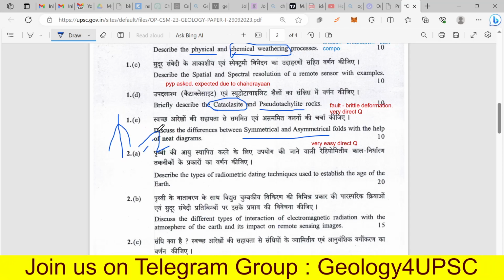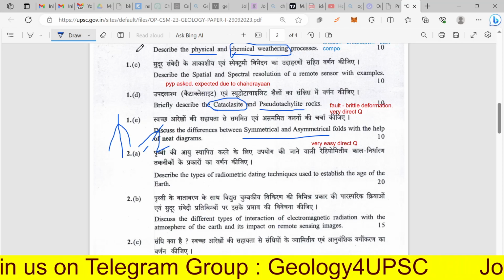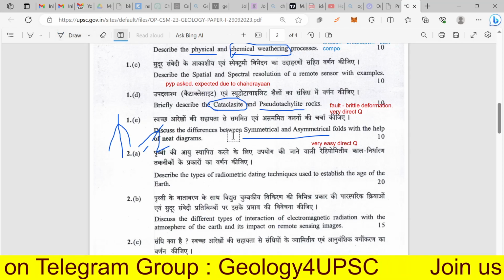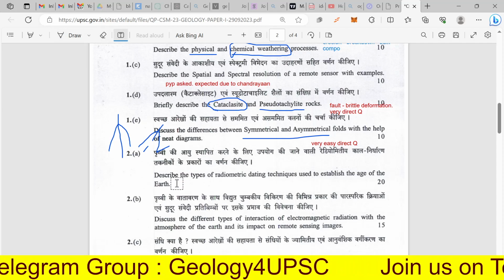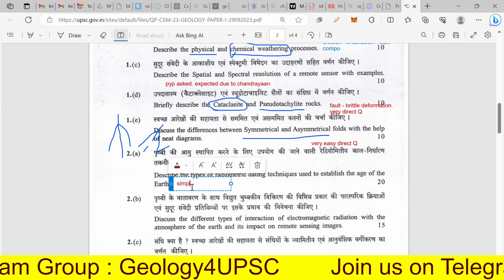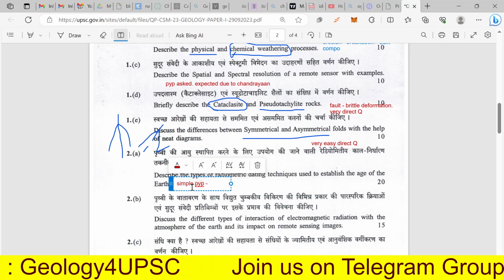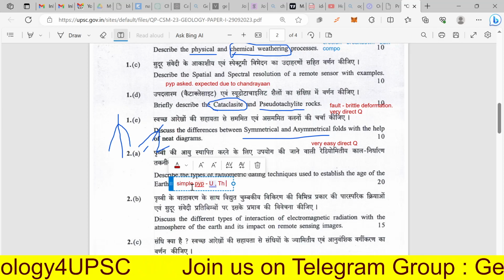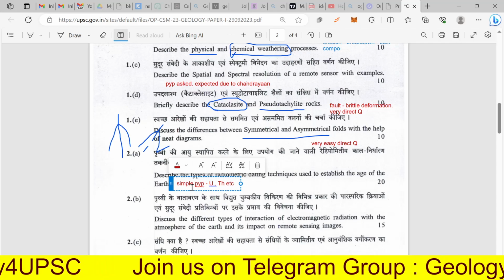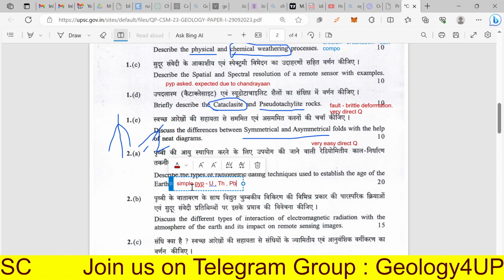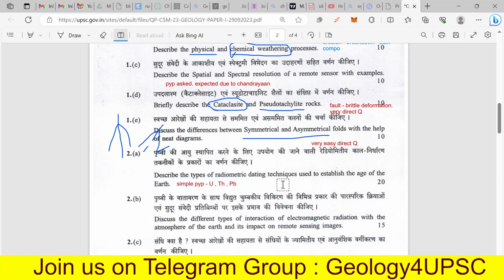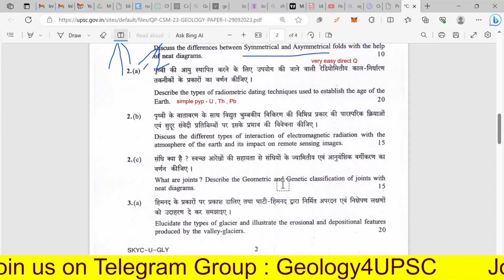And the second question is regarding radiometric dating. This has also been asked in PYQ. I won't discuss this. Very straightforward question. Second is the application: the different interactions of the EMR with the atmosphere and its impact on the remote sensing images. So this you can directly get it.